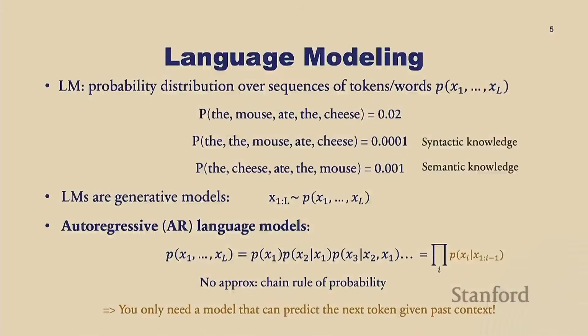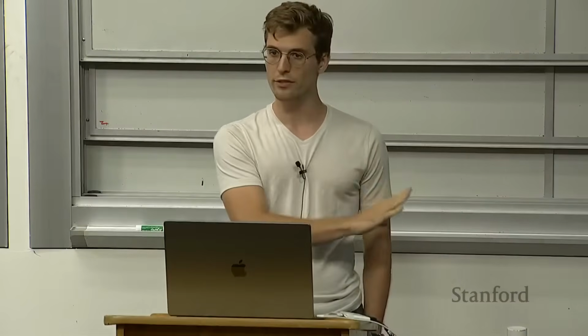Slightly more concisely, you can write it as a product of p's of the next word given everything which happened in the past, so the context. This is what we call autoregressive language models. Again, this is really not the only way of modeling a distribution. This is just one way. It has some benefits and some downsides.